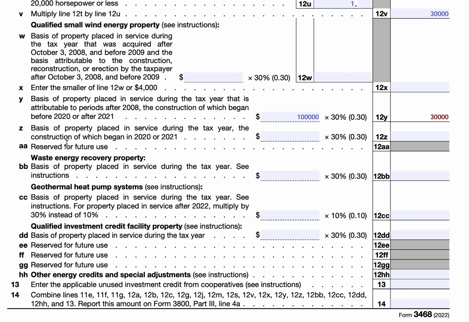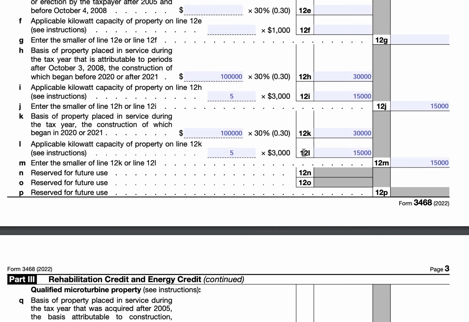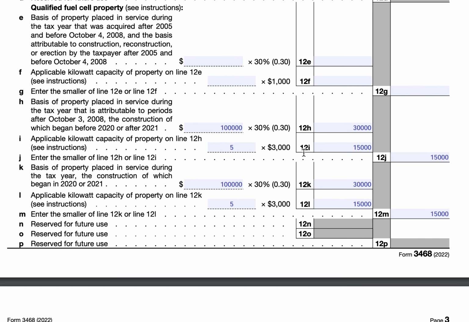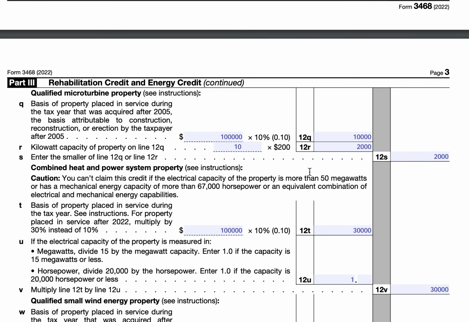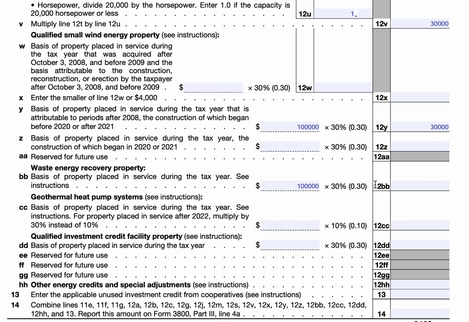So we don't use line 12AA, we would use 12BB if we had $100,000 of waste energy recovery property. And remember that this has to be a distinctly different property than the combined heat and power system property. So make sure that you're using the correct one for each tax credit.